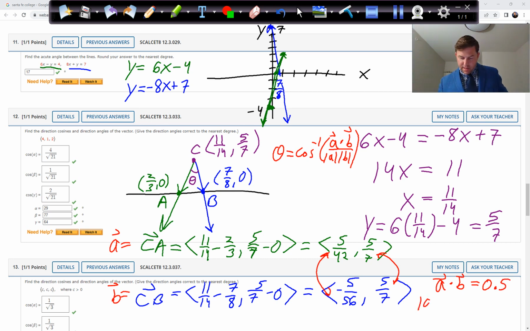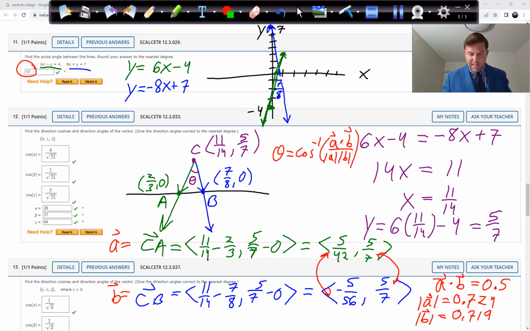Then you have to calculate magnitude of A. So square 5/42, square 5/7, take a square root. Okay, so for the magnitude you'll get 0.724 for A, 0.719 for B. Now you have to take 0.5 divided by those two multiplied and take an arc cosine, and after all of that, you will get approximately 17 degrees between those two vectors.